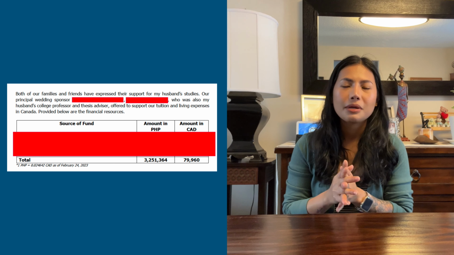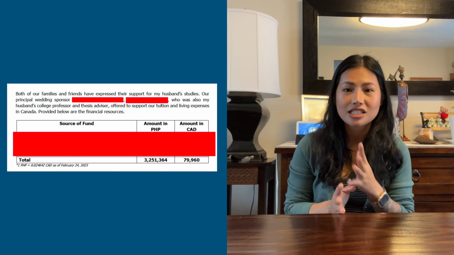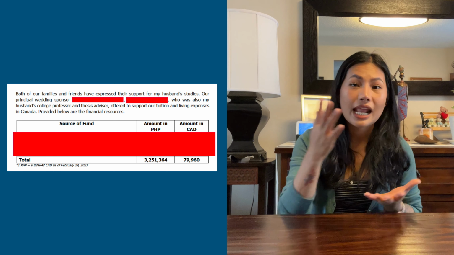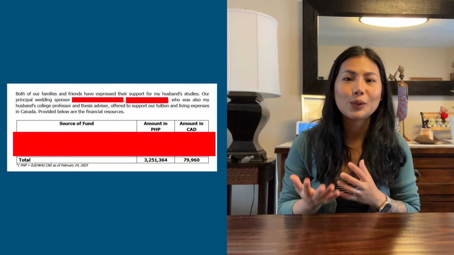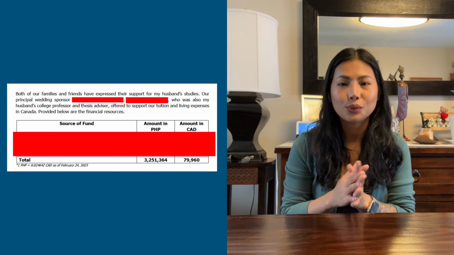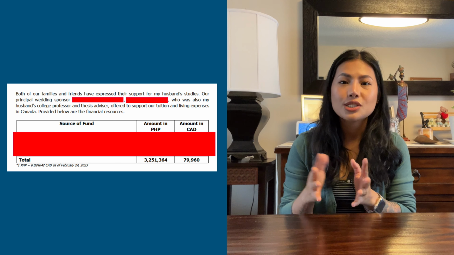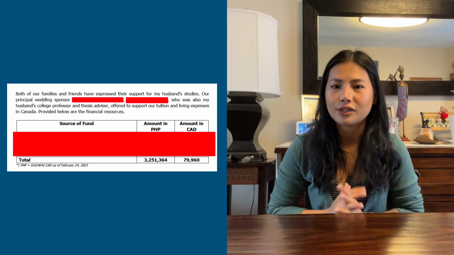And dahil wala kaming blood relation ng sponsor namin, in-explain din namin bakit siya ang sponsor namin and bakit niya kami i-sponsoran. Since na-explain na namin yan sa SOP ng husband ko, dito naman sa LOI ko, binanggit ko lang siya very briefly sino ang sponsor namin and magkano ang total fund. Siyempre, dapat yung figure na nakasulat dyan ay pareho sa figures na nakasulat sa SOP para consistent yung letters nyo.